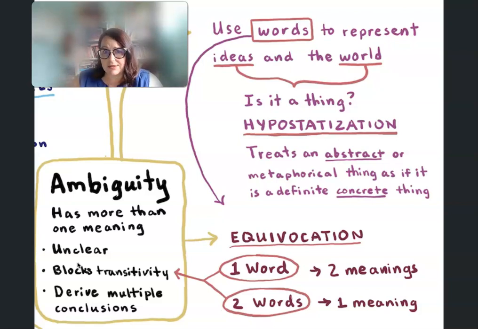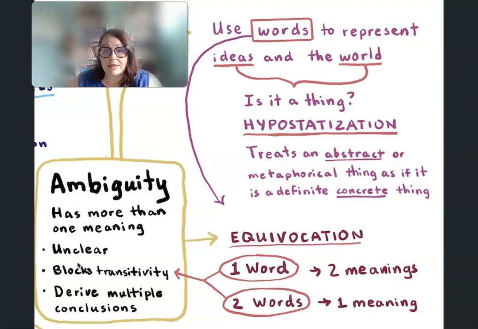And so there's lots of examples and discussion of that in the textbook. Another form of fallacy that trades on an ambiguity is equivocation. So this is where we use one word in two ways, or we have two words that mean different things, but we talk about them as though they have one meaning. And so when we do that, again, it's blocking transitivity.